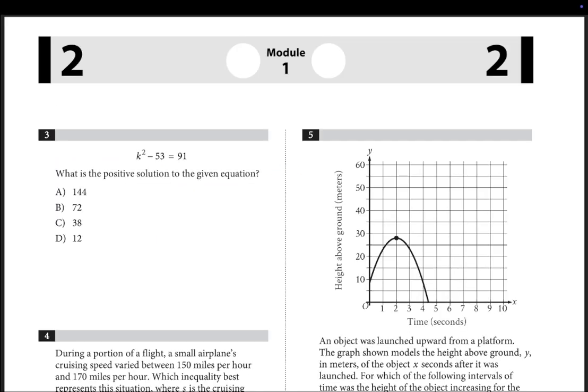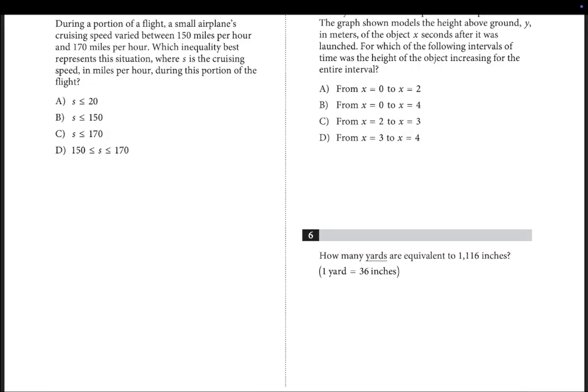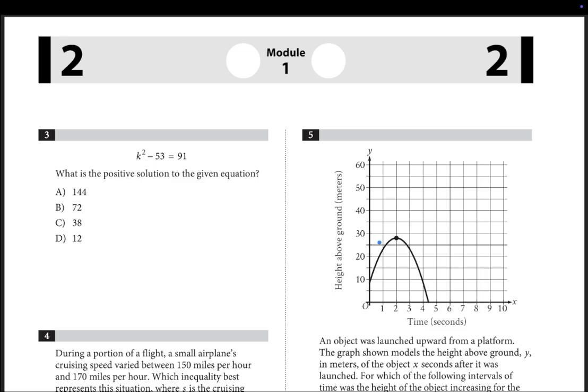So now we're going to be on question number 5. The question states an object was launched upwards from a platform. The graph shown models the height above ground y in meters of the object x seconds after its launch. For which of the following intervals of time was the height of the object increasing for the entire interval? So we know we have a positive slope when our line is going up, and negative slope when our line is going down.